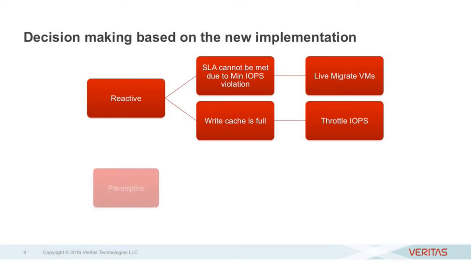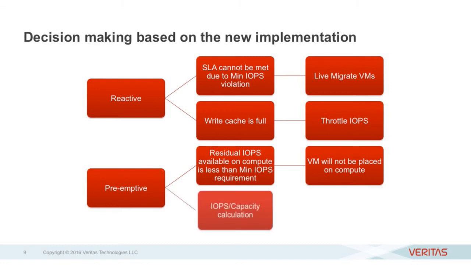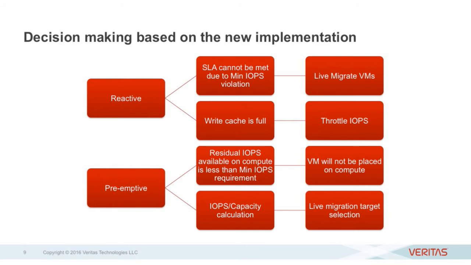The other kind of decision is the preemptive ones, where you look at the residual IOPS and you realize that there is not enough to support the new VM that is being spawned, in which case you need to find a better target for this particular VM. And the second one is the IOPS and capacity calculation, which again applies to the live migration scenario that we saw earlier, where the capacity calculation will determine which is the best candidate for live migration.